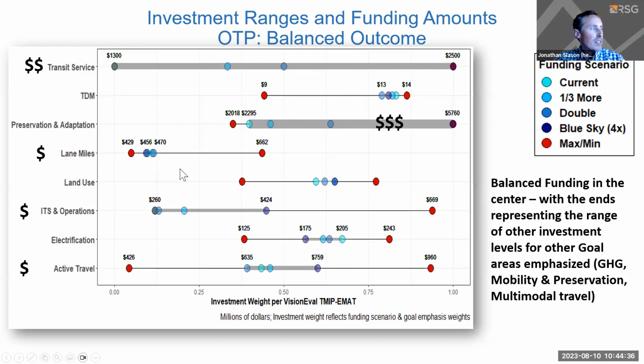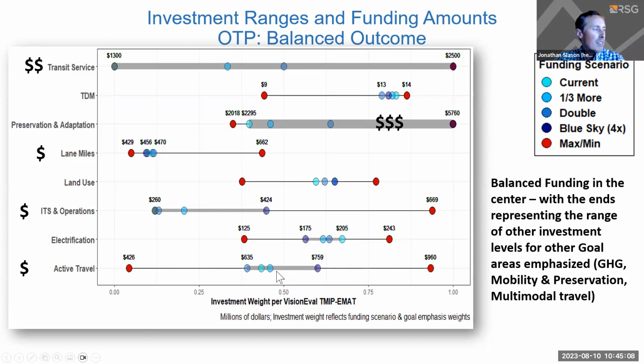What this gave us some information on is that even as funding increased to achieve the OTP, we would still be in a relatively constrained area about how many new lane miles, for example, we might want to consider investing in. TDM, for instance, also fell within a range, but it was on the higher range. This is an input scale of 0 to 1, which relates to the EMAT input scale, that you put everything in a low to high range.